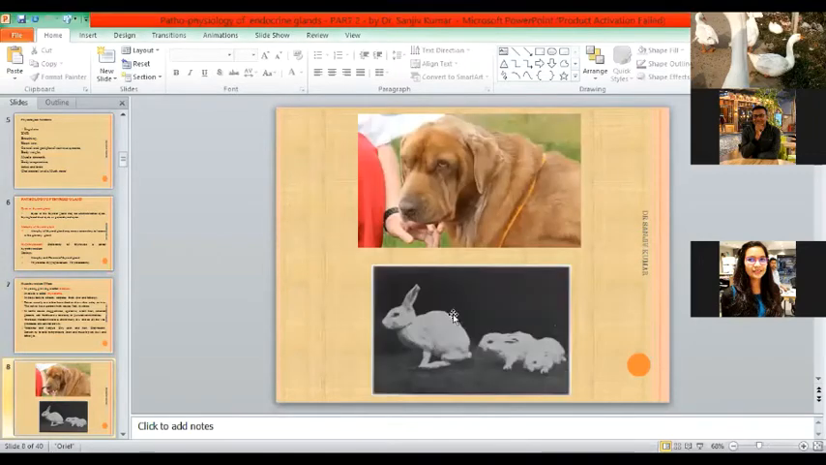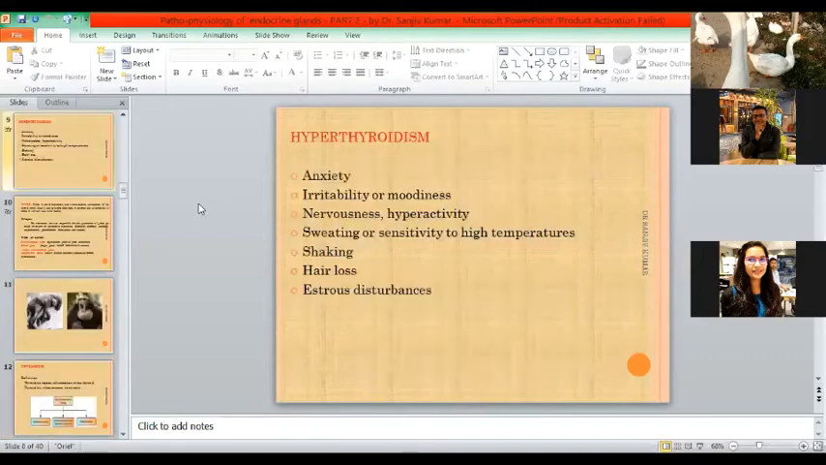In this diagram, I've tried to show this is the case of cretinism, dwarfness in the rabbit, and also they are mentally retarded. And this is the condition due to low BMR. The animal seems to be dull and depressed.